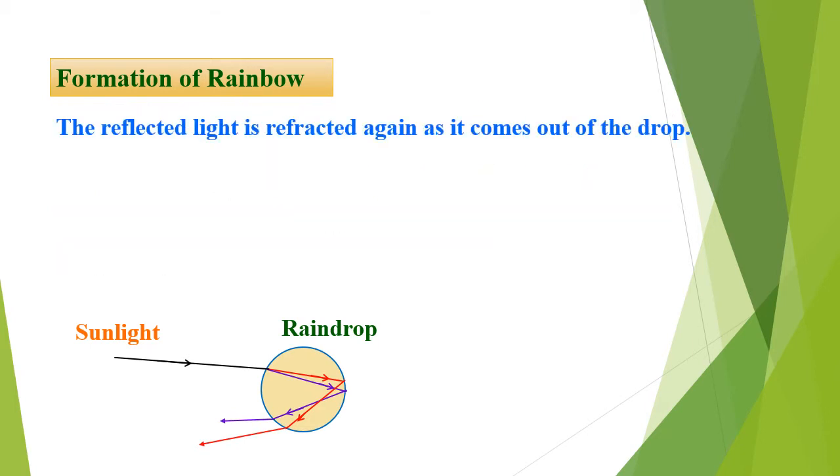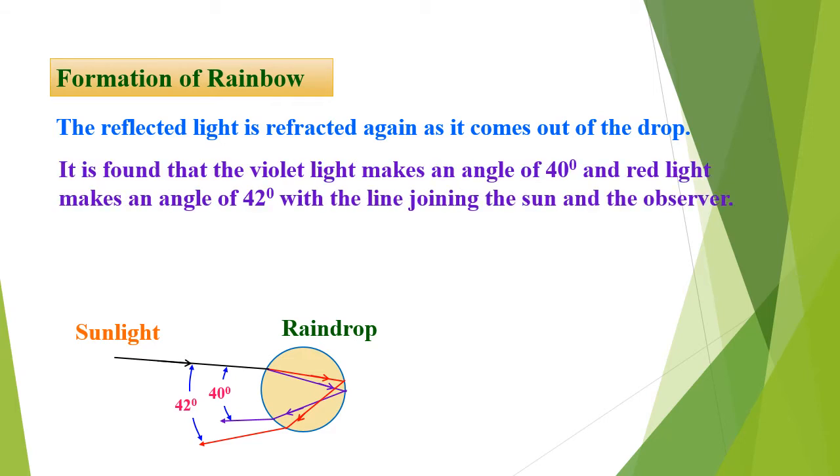The reflected light is refracted again as it comes out of the drop. So it makes an angle 40 and it makes an angle 42. For the violet it is 40 and for the red it is 42. It's found that the violet light makes an angle of 40 degrees and the red light makes an angle 42 degrees with the line joining the sun and the observer.